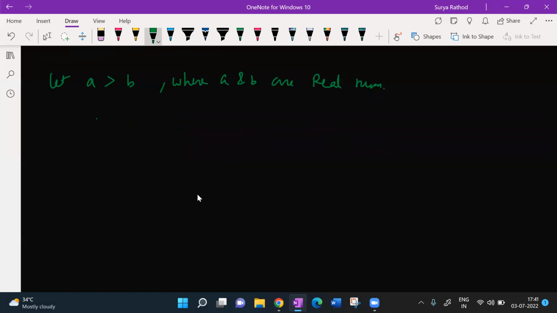Now, if I add any number called C on both sides, does the inequality change? No, beta. The inequality is not going to change. Whatever symbol you have, the same symbol remains on both sides. Even if you add or subtract, the inequality does not change. If it is greater than, it remains greater than. If it is greater than or equal to, it remains greater than or equal to. If it is less than, it remains less than. If it is less than or equal to, it remains less than or equal to.